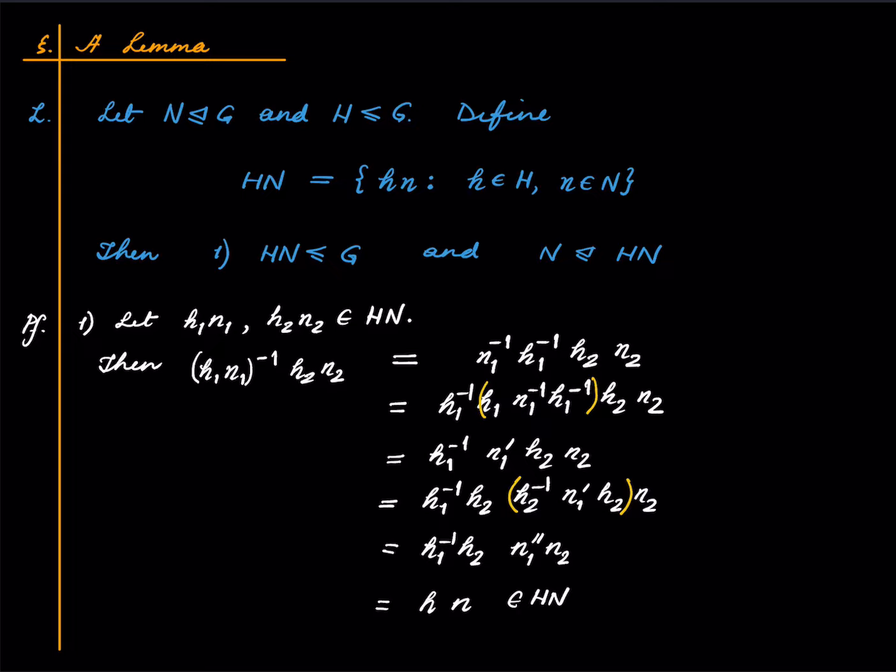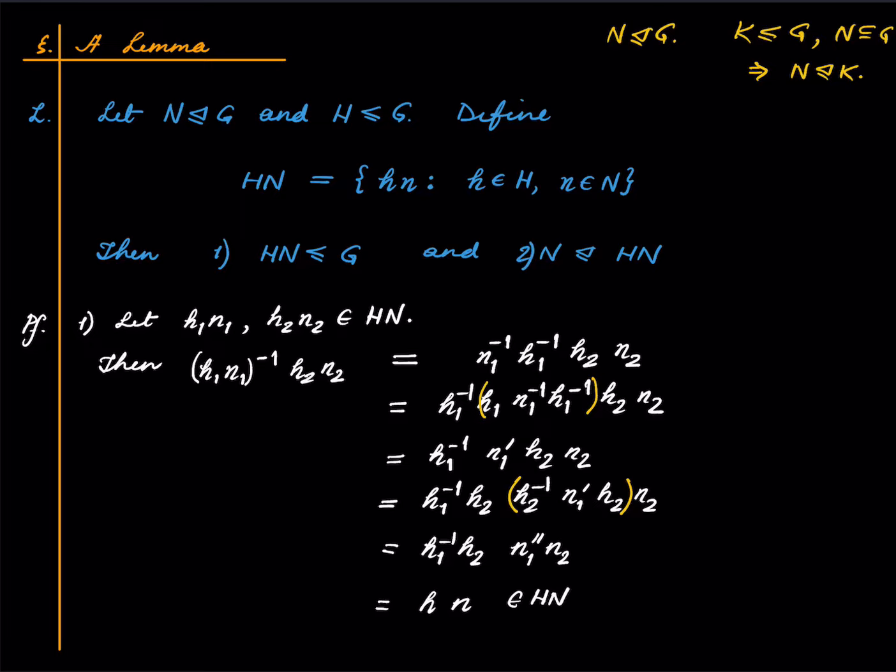The normality of N in HN is clear since N is contained in HN and N is a normal subgroup of G. So all I'm saying is that if you have a normal subgroup N of a group G, and K is a subgroup such that N is contained in K, then it follows that N is normal in K. This is a trivial fact. So this is all that you need to do this.